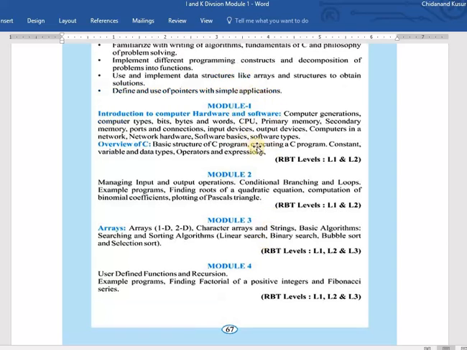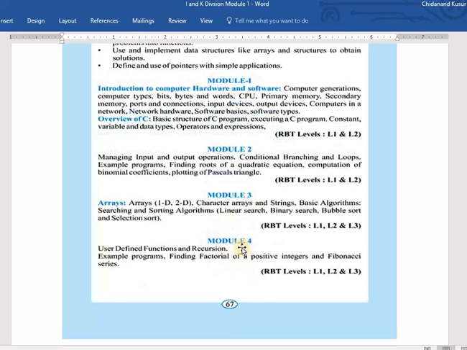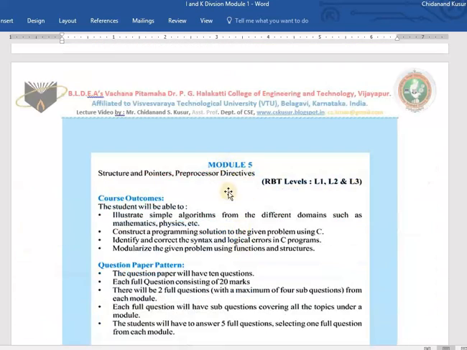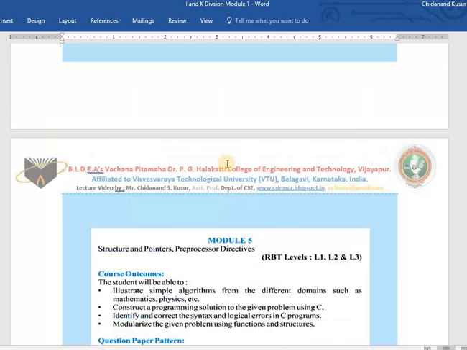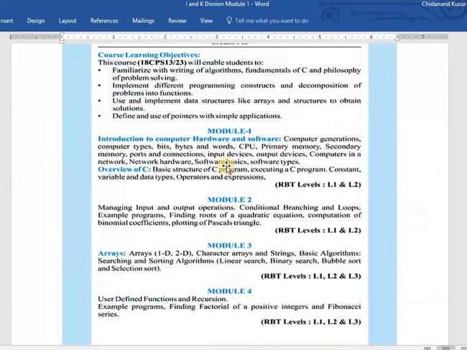Usually we take 10 hours to complete module number 1, 10 hours for module number 2, 10 classes for module number 3, 10 classes for module number 4, and 10 classes for module number 5. Like this we complete the syllabus for you. Usually the first internal will be conducted after the completion of 1.5 modules. That means module 1 we complete, as well as 50% of module 2. Then you are going to face the first internal.